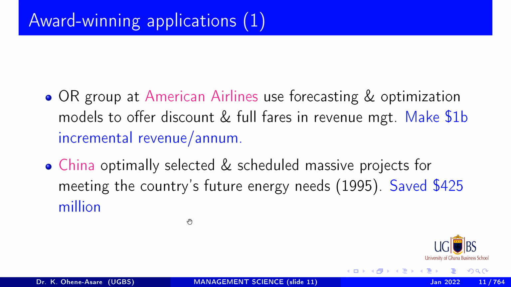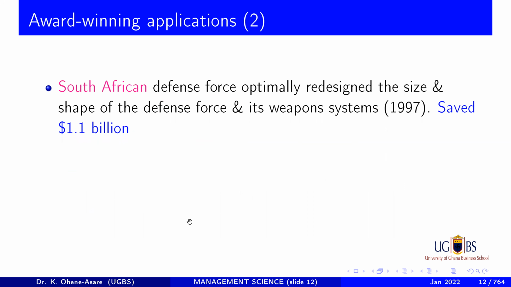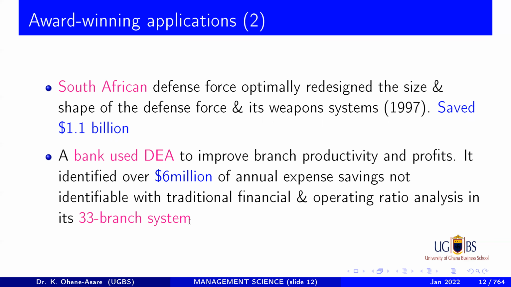The cost, the methodology that they use is what you're about to learn in this course. South Africa in 1997, just a few years after the apartheid regime, they had a defense force, and they optimally redesigned the size and shape of the defense force and the entire weaponry systems. They redesigned it, and they used optimization to do that. They saved $1.1 billion just using the technique you are about to study in this course.